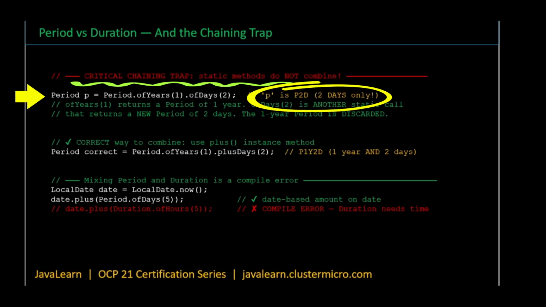Period.ofYears(1).ofDays(2) does not give you 1 year and 2 days. It gives you 2 days. The ofYears result is thrown away. So this is not a bug. It is a consequence of ofDays being a static method.